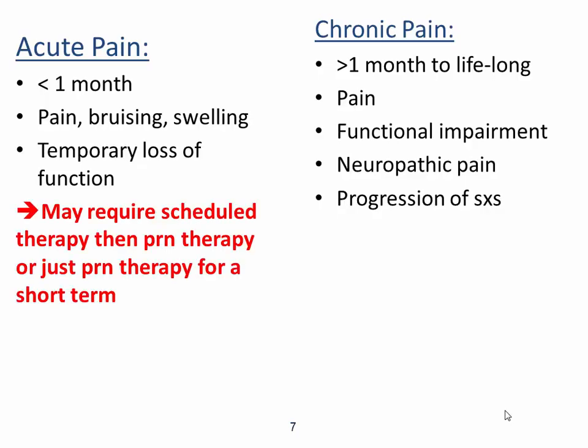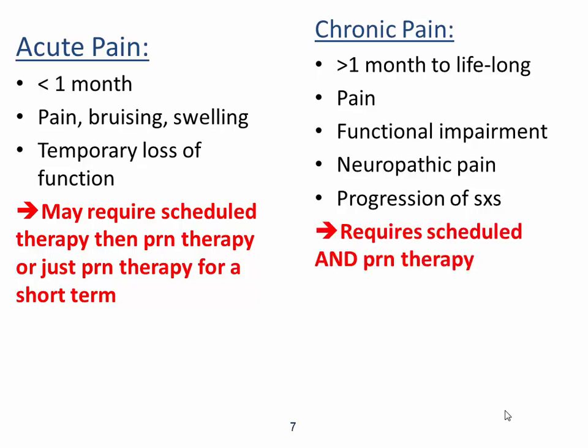So in the setting of acute pain, you would treat it as a scheduled therapy. So take this medication, 1-PO-Q12 for 7 days for a short period. Then you can take it 1-PO-Q12 PRN for 7 more days, and then the pain should go away after that or get less.